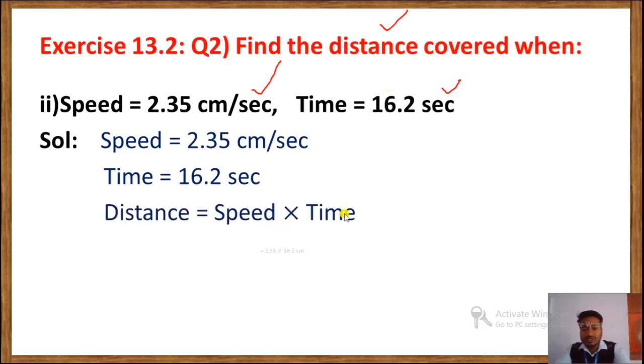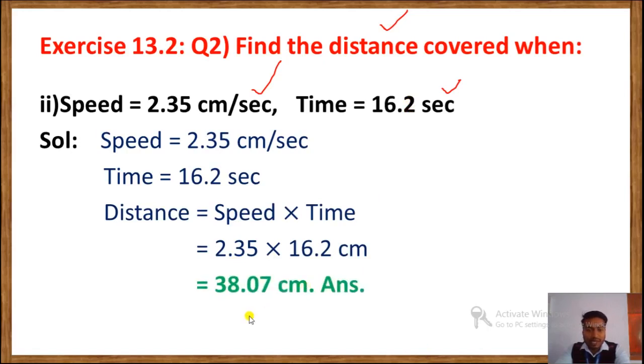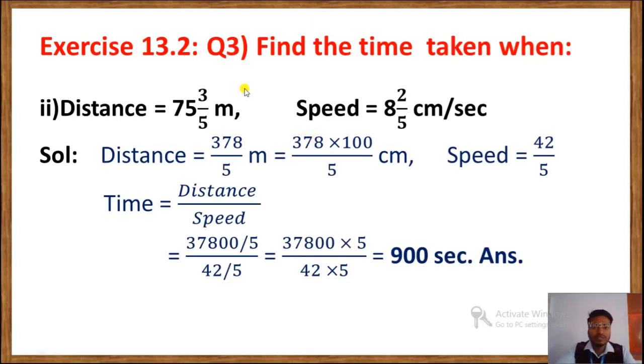Now use the formula. Speed is 2.35 into time 16.2. When we multiply we'll get 38.07 centimeter. This is the answer. So this is how we have to find distance for this question. Then we have question number 3.